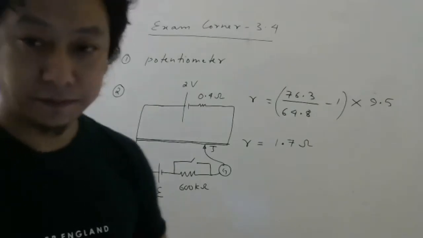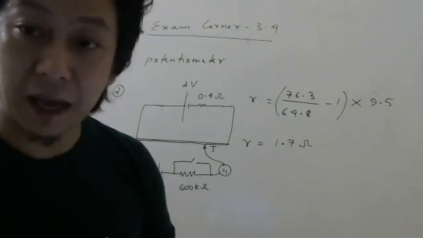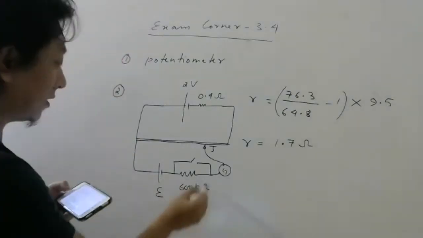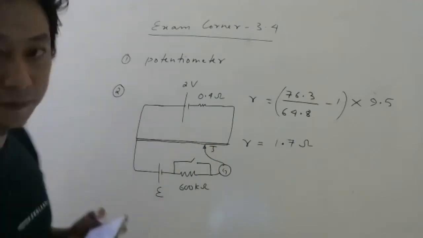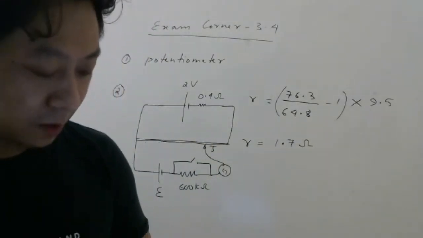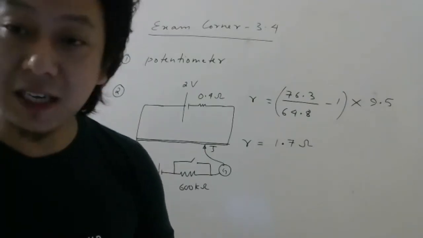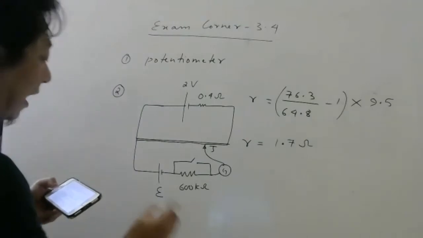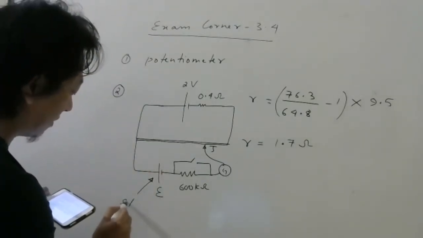Part B. Is the balance point affected by this high resistance? No, because at the balance point no current flows. So it is not affected. I will share the answer in Google Classroom. So part B, no. Is the balance point affected by the internal resistance of the standard cell? I think by standard cell they mean this only. So be very careful about this.